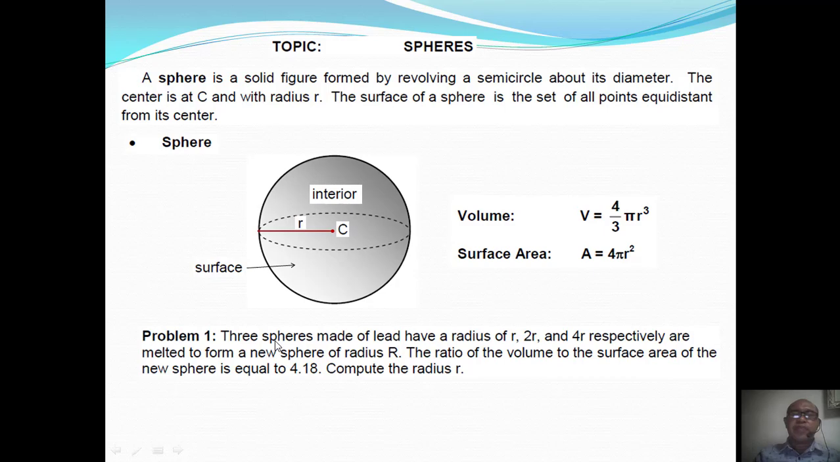Okay, so we have three smaller spheres of radius r, 2r, and 4r, melted to form a new big sphere with radius big letter R. If you consider the big sphere, the ratio of the volume to the surface area of the big sphere is equal to 4.18. Then you are asked to solve for the small radius r.